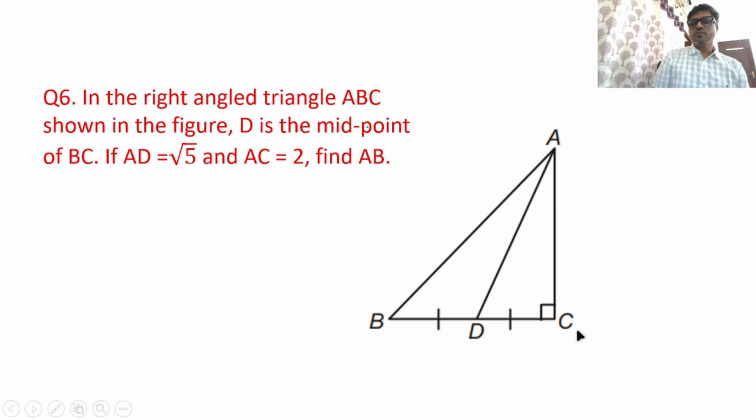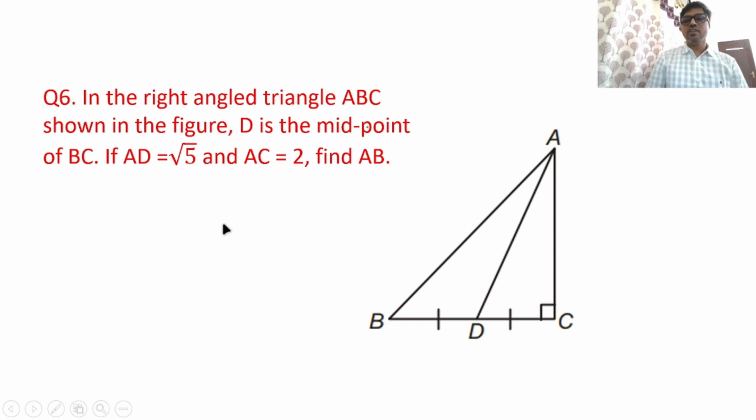D is the midpoint of BC, meaning D is going to divide this BC into two equal parts, BD equal to DC. If A is connected to D, this is actually a median. Vertex is connected to midpoint of the opposite side. So AD is given as root 5 and also AC has been given as 2, and we need to find AB, the hypotenuse of the bigger right angle triangle we have to calculate.